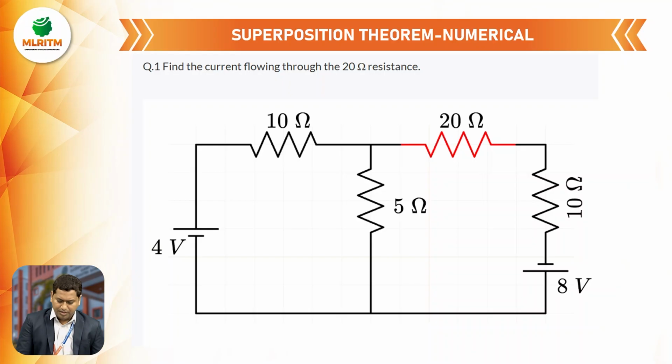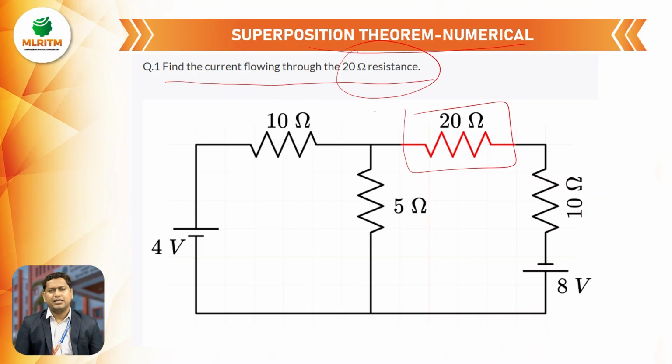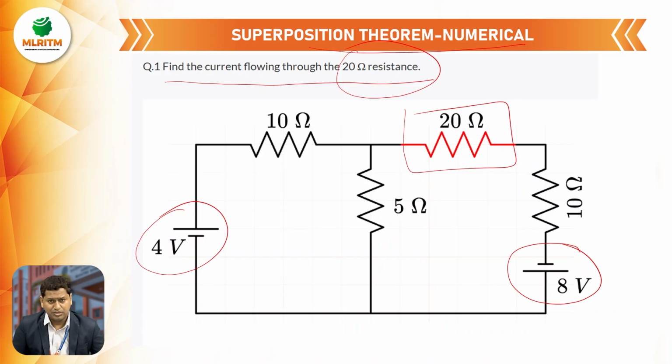So let us see the problem, a superposition theorem numerical. This is a circuit, and my question is to find the current flowing through the 20 ohm resistance, which I have indicated with red ink. How many sources are here? We have two sources, one is 4 volt and another one is 8 volt. So there is more than one independent source, and now I am eligible to apply the superposition theorem.